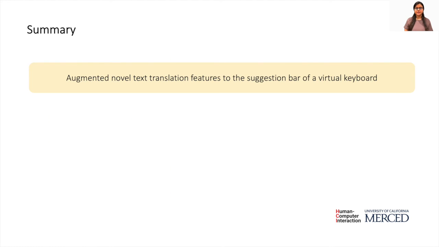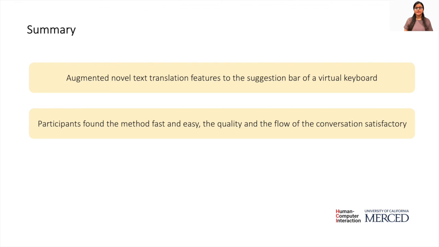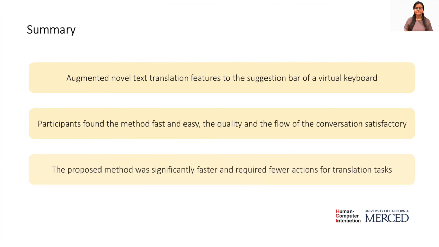To summarize, we augmented text translation features to the suggestion bar of a virtual keyboard to accommodate fast and easy translation between various languages on mobile devices. Subjective analysis revealed that all participants found the method fast and easy. They all were satisfied with the quality and flow of the conversations and wanted to use it frequently on their devices for multilingual and polyglot conversation. Comparative results showed that the proposed method was significantly faster and it also required significantly fewer number of actions per task.